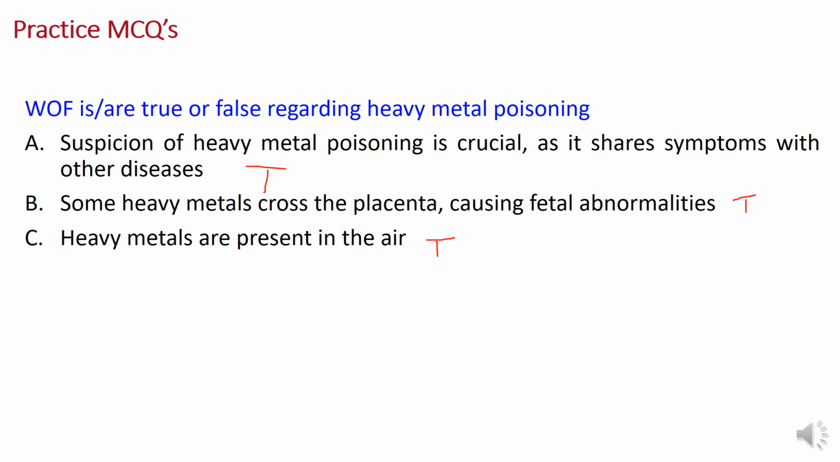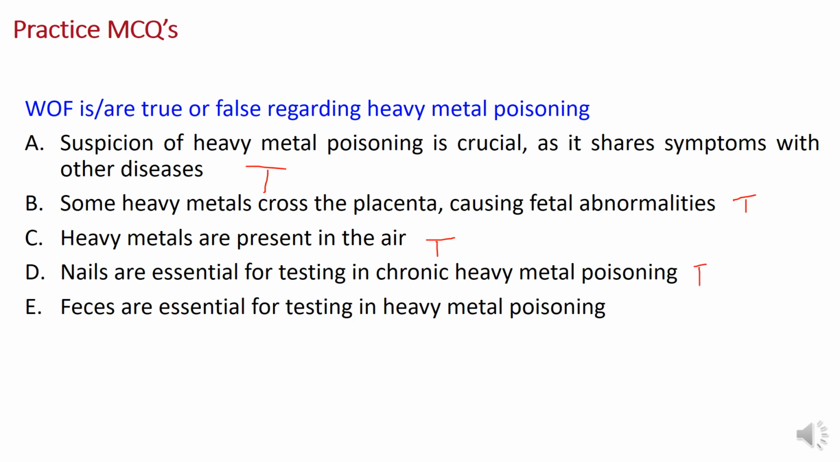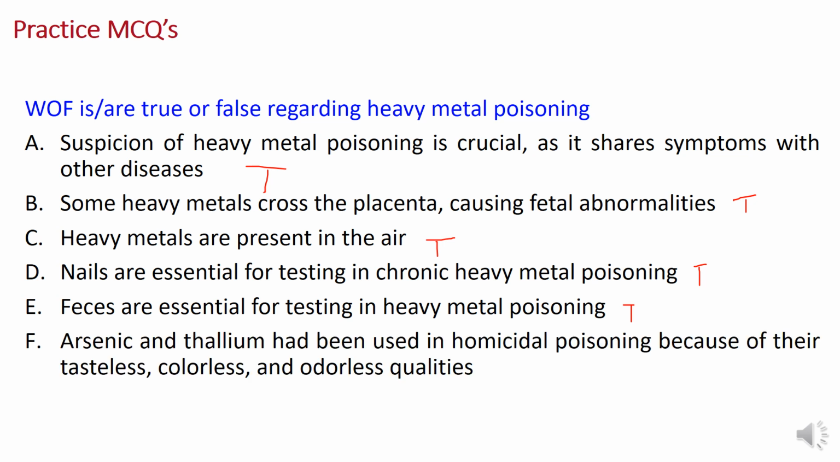Heavy metals are present in the air. Yes, lead, as I have described earlier, with emission from vehicles and also with volcanic eruption. Everywhere we can see lots of heavy metals. Nails are essential for testing in chronic heavy metal poisoning. Definitely true. Feces are essential for testing in heavy metal poisoning. Yes. I have described three different samples. That means nails, hair and feces in case of heavy metal poisoning.